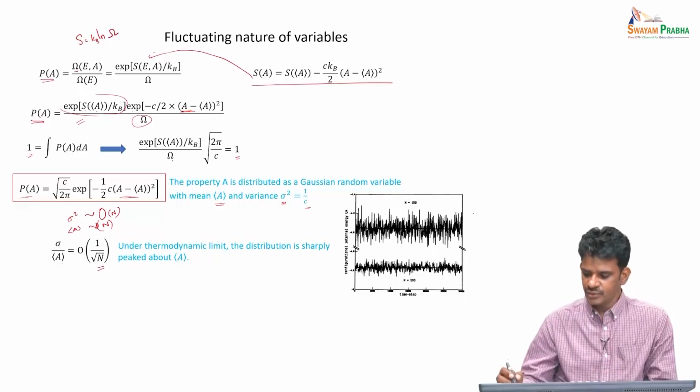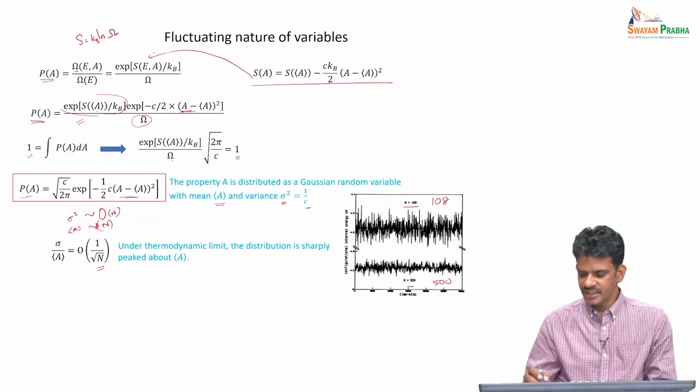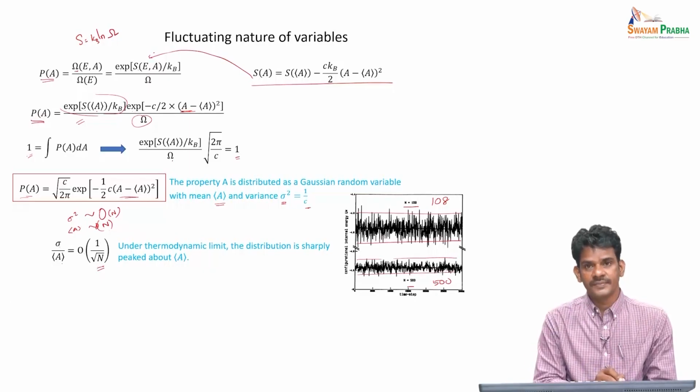This is something you can relate to some of the discussion we had in the previous classes, where we looked at the fluctuation in internal energy for two system sizes, 108 particles and then 500 particles. You can see the amount of fluctuation in the small system is quite big, whereas if you look at the larger system size of 500 particles, the fluctuation comes down, and that effect is what we see here, because it goes as 1 by square root of n.